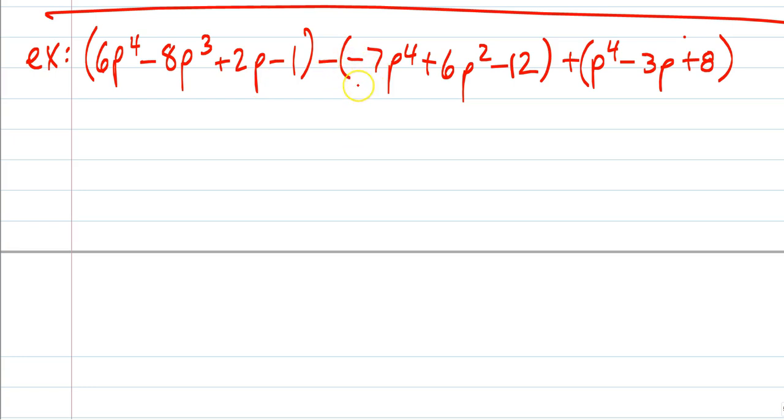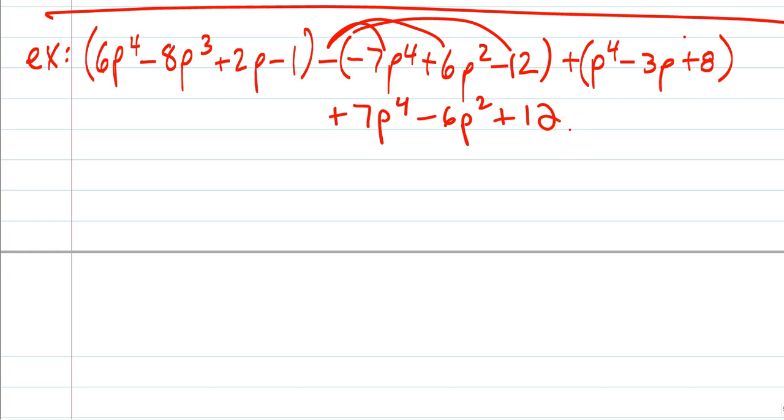Okay, minusing a group, what that negative does is it distributes across every term inside the group. So that becomes a plus 7p to the 4th, a minus 6p squared, and a plus 12. This one, since it's adding, doesn't really change much.